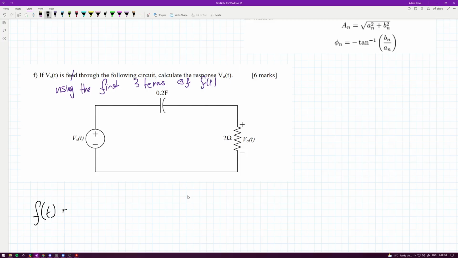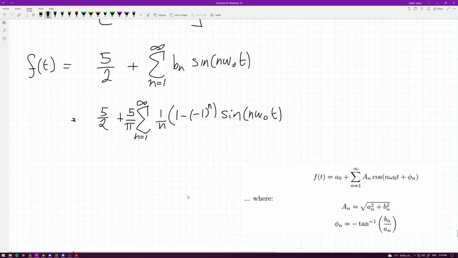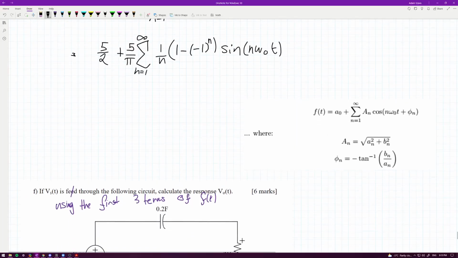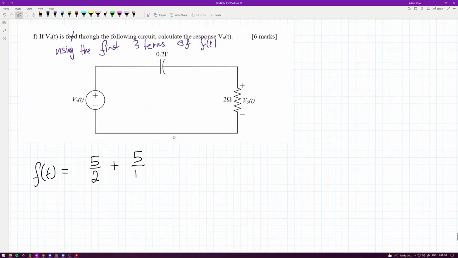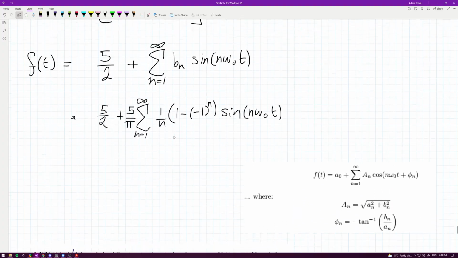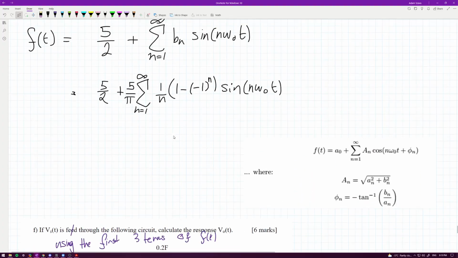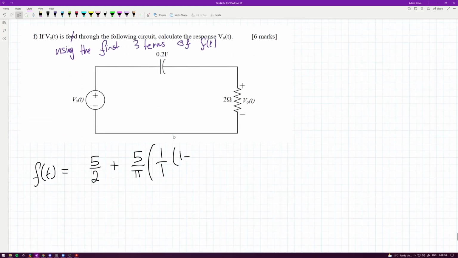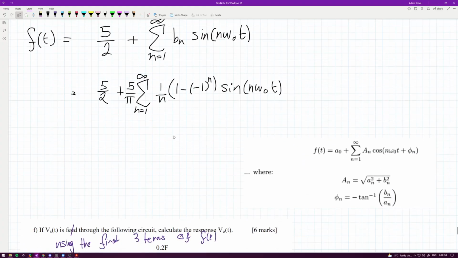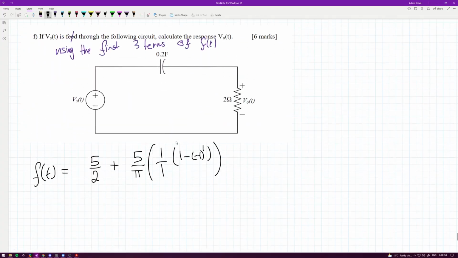So f of t would then be 5 over 2 plus the next 2 terms, right? So it's going to be 5 over pi times 1 over 1, 1 minus negative 1 to the 1, and then sine of omega 0 t. Omega 0 is pi, right? Pi t.